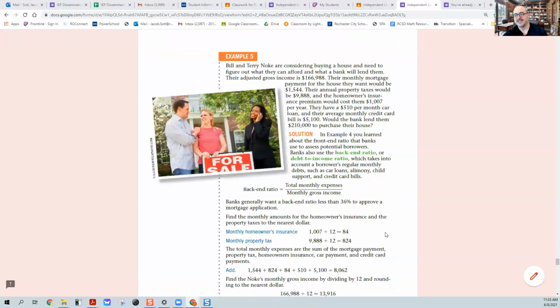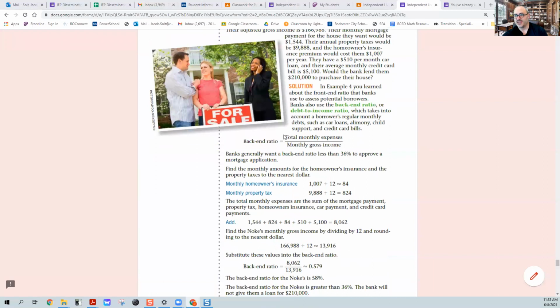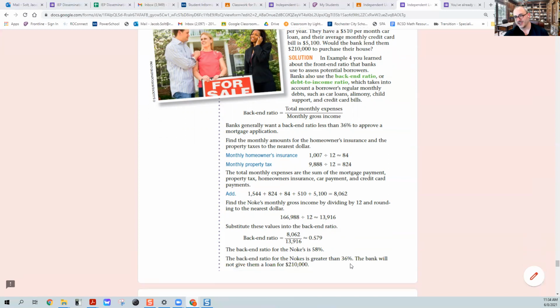All right, so that's the setup. You calculate all the total monthly expenses. Just to review, we need to take total monthly expenses and divide by monthly income. We take all those yearly figures and divide by 12, turning them into monthly figures. Then we add the mortgage plus the taxes plus the insurance plus the auto loan plus the credit card bill, and take that number and divide by the income divided by 12 to get a back end ratio. That's just the quick summary.